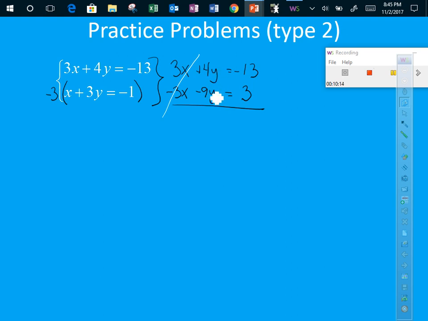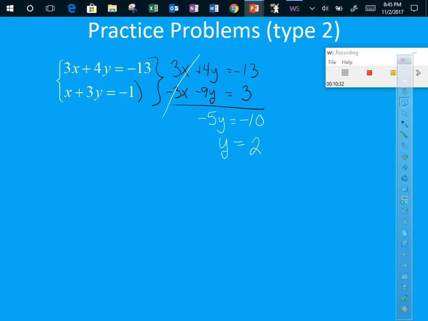Now I'm going to go positive 4 and negative 9 make negative 5y equal negative 10. So my y value is 2. My y value is 2. Now, a suggestion. I need to figure out my x value.